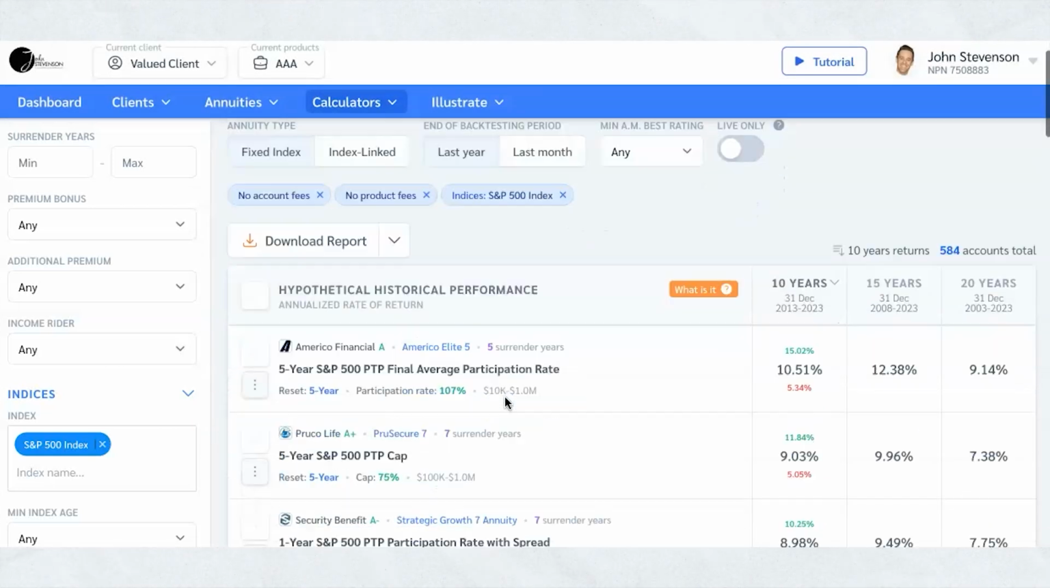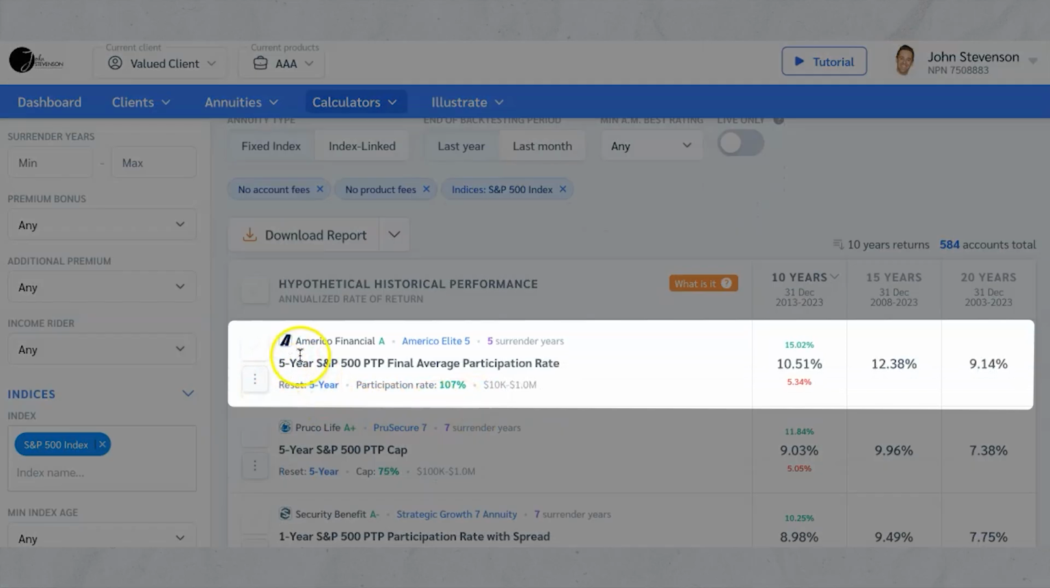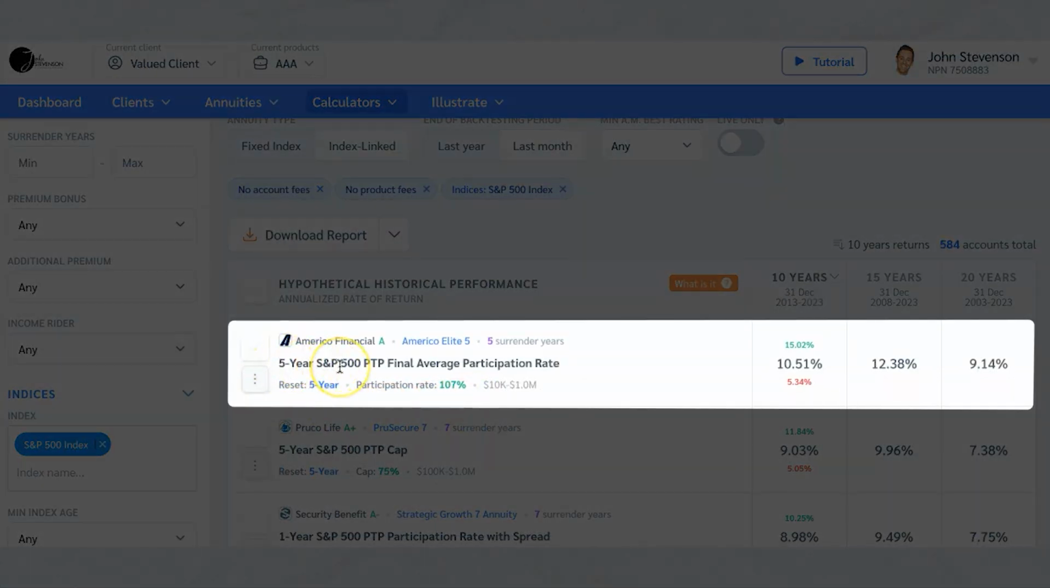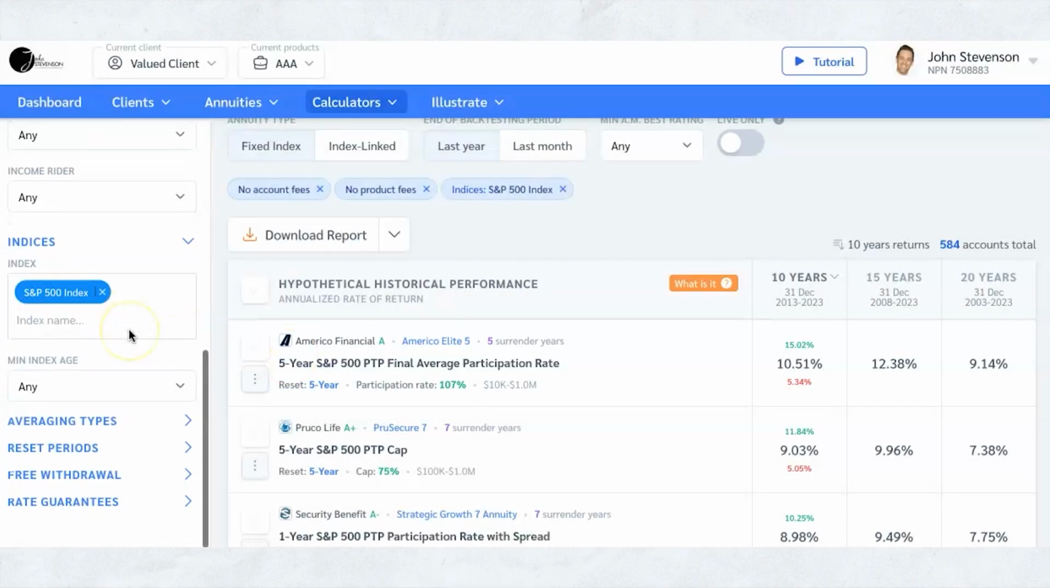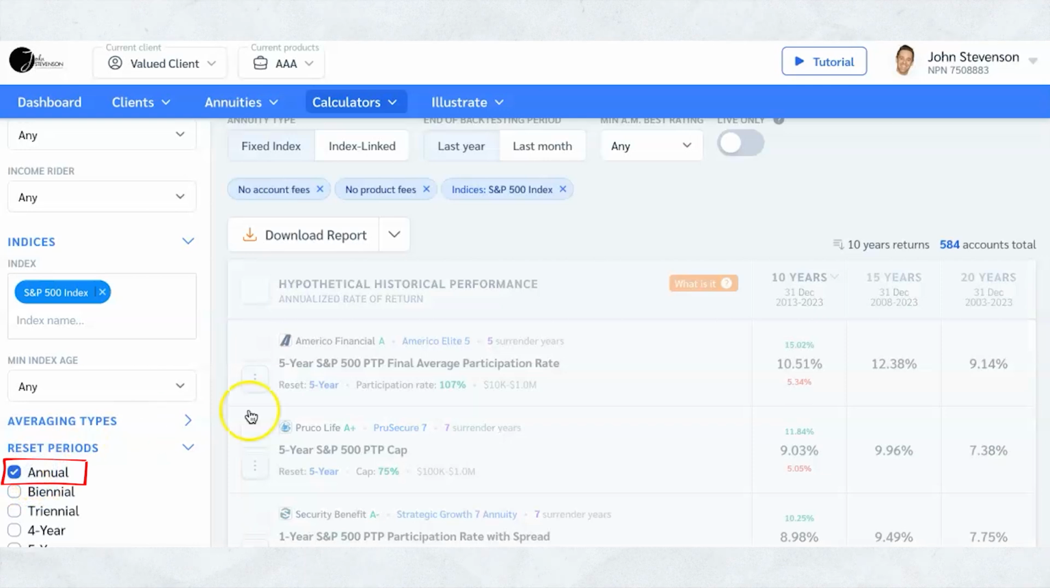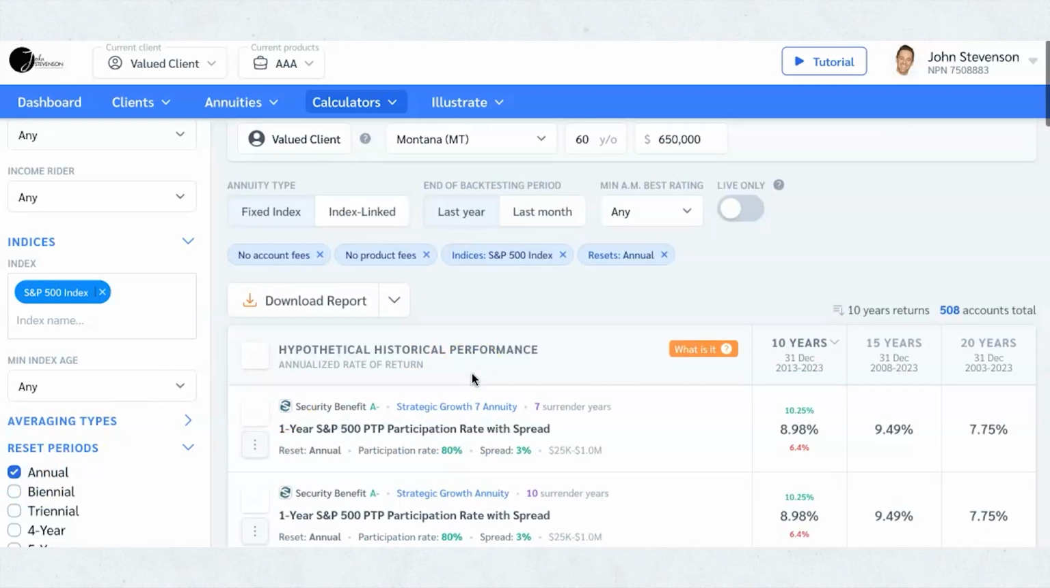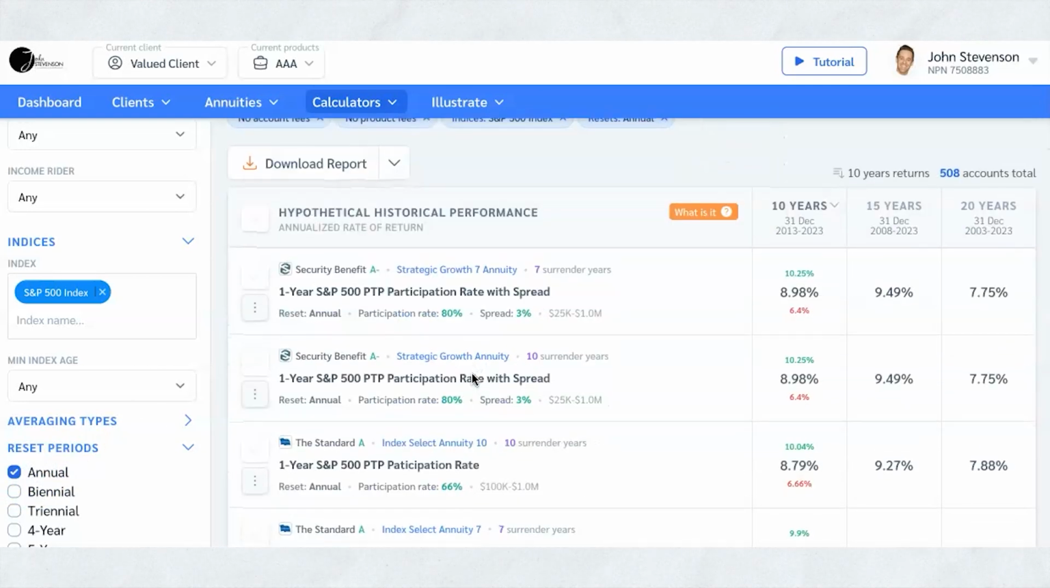All right, so S&P, you can see here's an example of a 5-year. They're measuring the S&P for 5 years. So if you got 3 good years and 2 bad years, you're not going to earn a dime, right? So if I can have more frequent resets, then I'll take them. So I'm going to change this to annual. All right, now we're looking at something solid here.